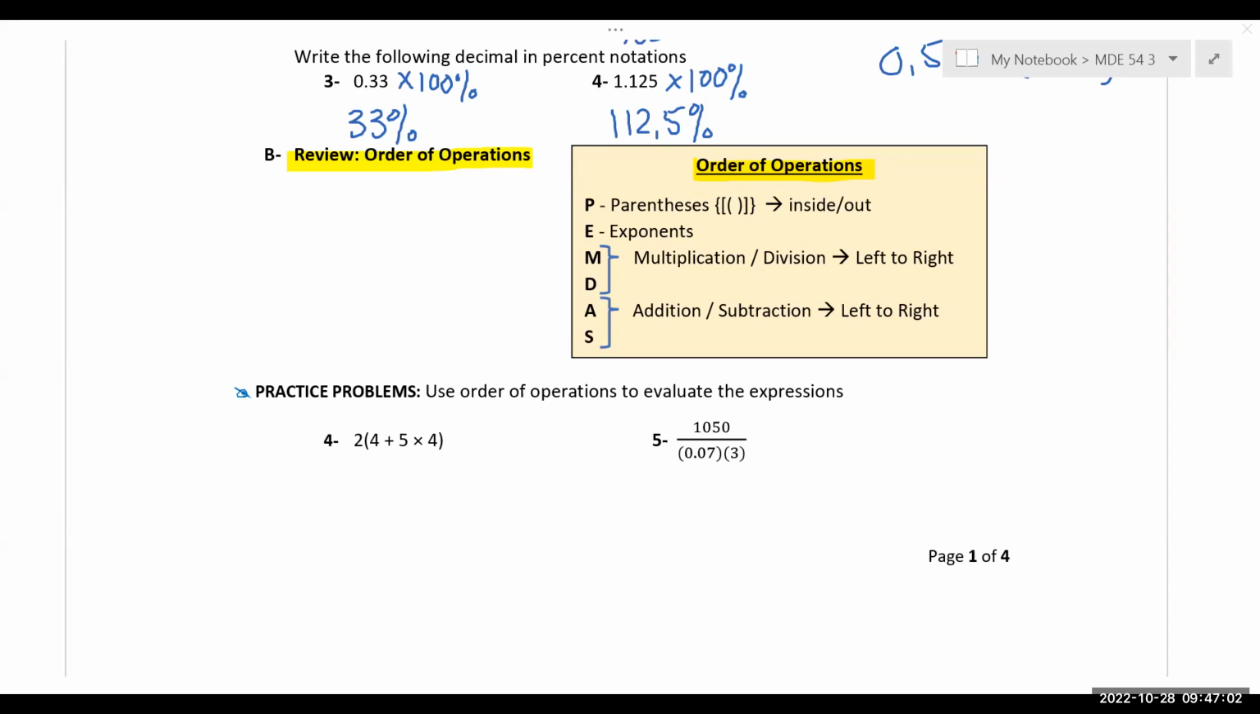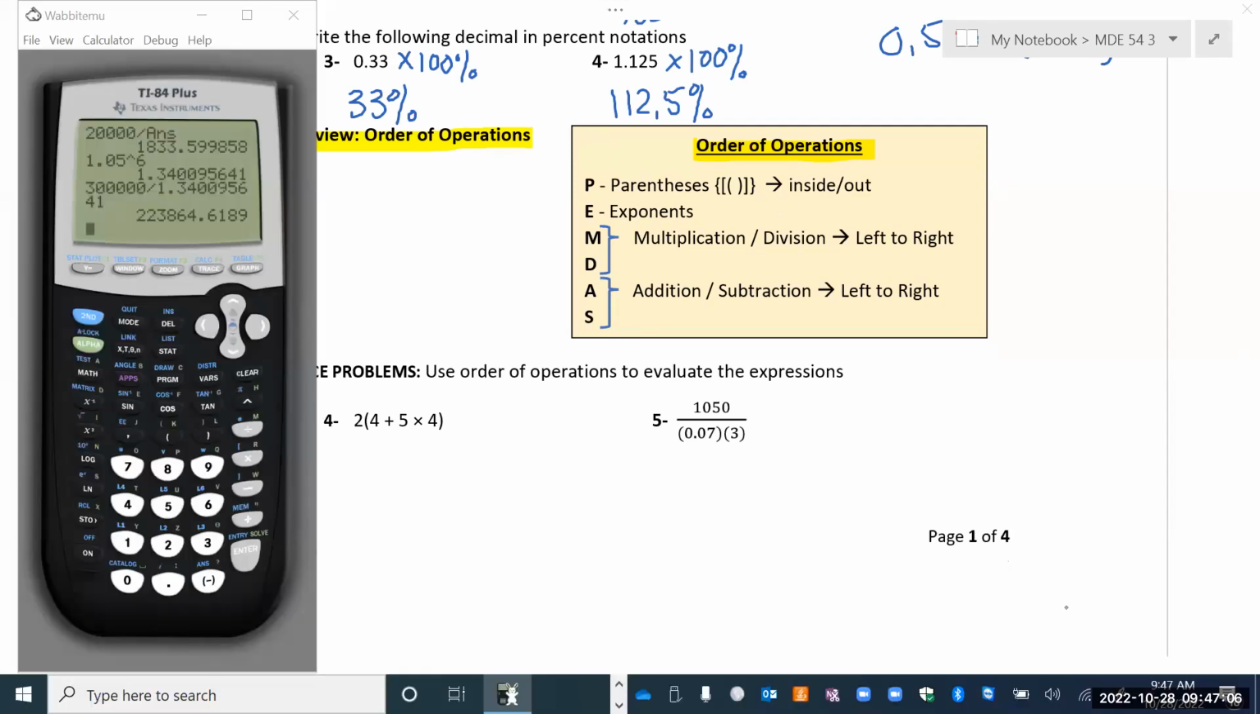And as I mentioned, I'm going to be using a standard TI-84 to type these in. So for number 4, I'm going to type it exactly as I see it, because the calculator can do order of operations. We just need to make sure parentheses are in the right spot. So that gives me 48.